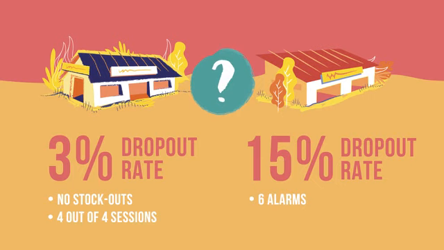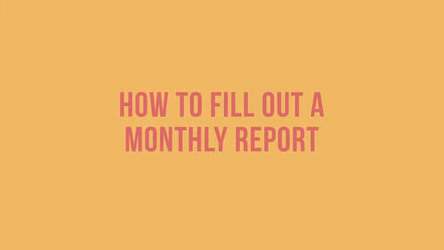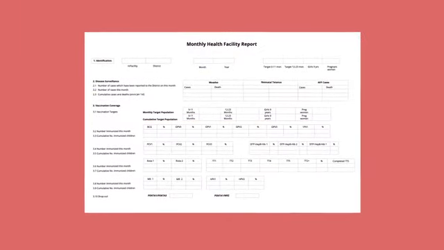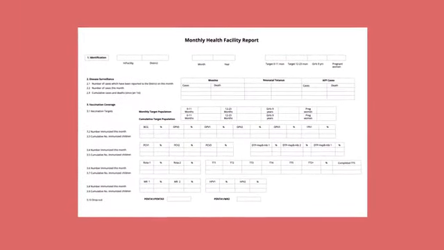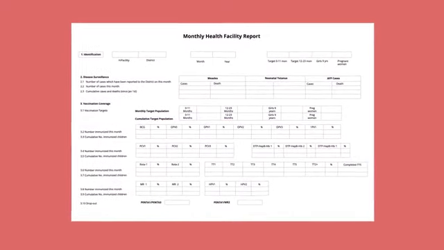You would probably choose the one on the right, but if you did not have data, it would be impossible to tell which specific health facility, district, or region needed more focus. That is why the data in a monthly immunization report is so important. In this video, we are going to take a look at each section of a monthly report and practice filling it out together.